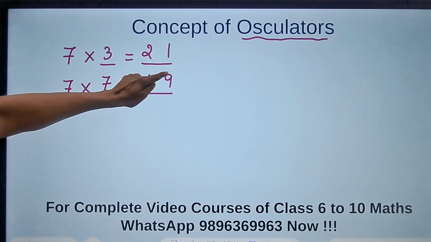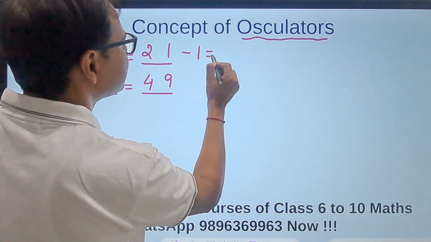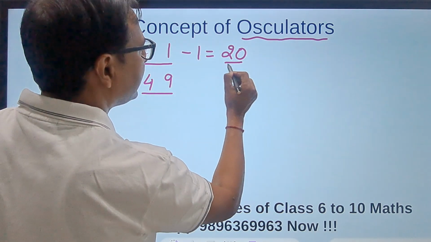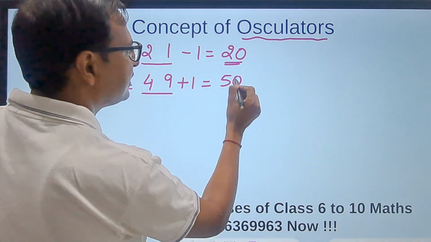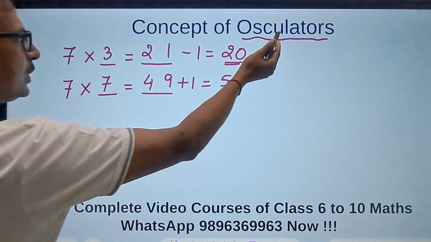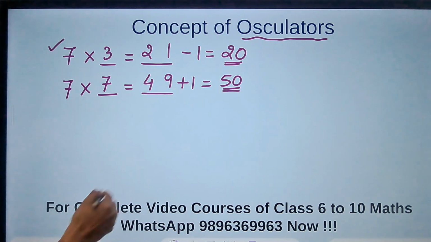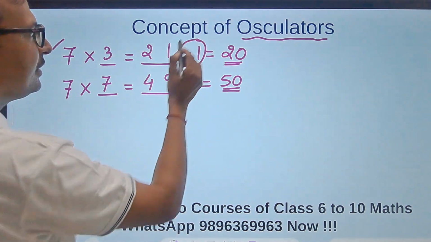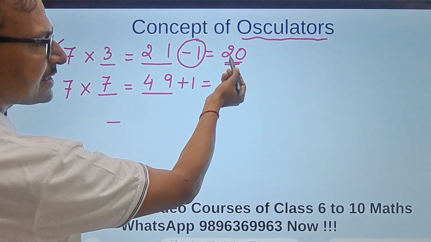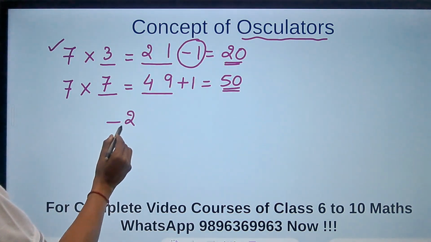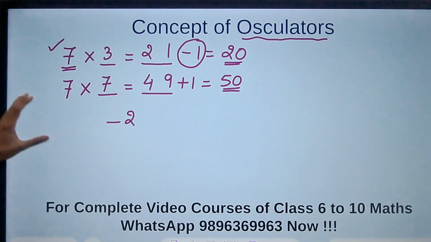So for every prime number you will have two single digits which will give you a product ending in 1 or ending in 9. Now this 21, if I subtract 1 from this, I will get exact number of tens, that is 20, right? And if I add 1 to 49, I will get exact number of tens, that is 50. Now the osculator for the number 7 is, since we subtracted 1 here, so the osculator is negative, and how many tens are obtained?